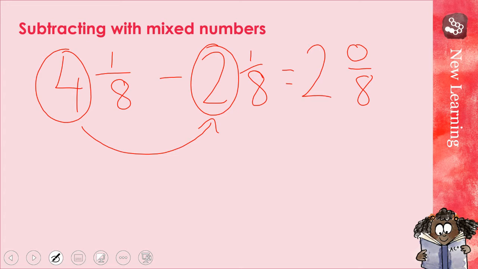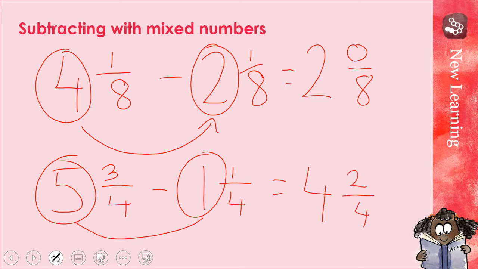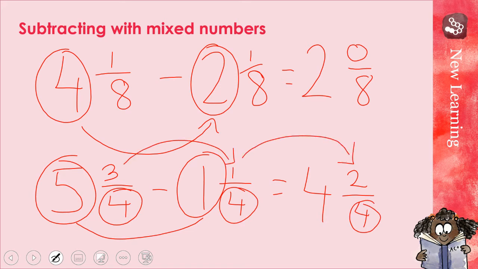Let's do another one. 5 and 3 quarters, subtract 1 and a quarter. Denominator is the same again. 5 subtract 1, dealing with the whole numbers first. Remember, 5 subtract 1 is 4. 3 quarters, subtract 1 quarter, 2 quarters. Remember, because the denominators are the same, it stays the same in the answer. All I'm doing is 3 subtract 1, which is equal to 2.